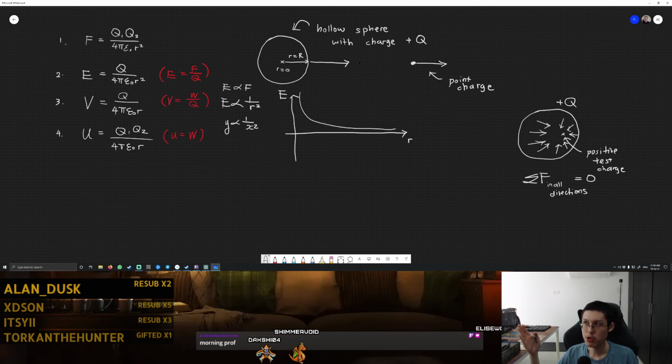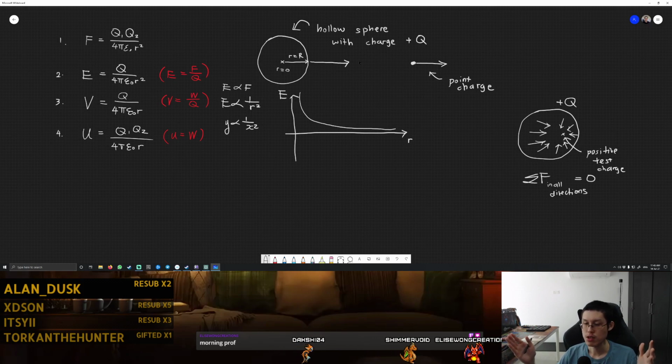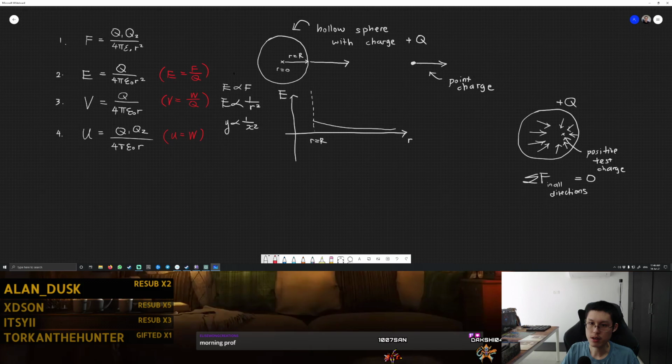Well, for a hollow sphere, we know that when you go under the surface of the sphere, the resultant force is 0. If your resultant force is 0, that means the force experienced by the positive test charge will also be 0, which means your electric field strength would also be 0. So let's call this point here r equals R. From this point onwards, it should be 0. So we shouldn't draw it like that. In fact, it's going to look something like this, and then 0. There. So it just falls to 0. Okay, so that's how you're supposed to draw it.